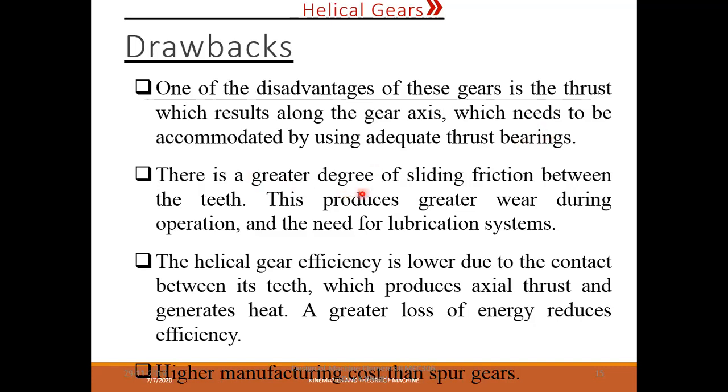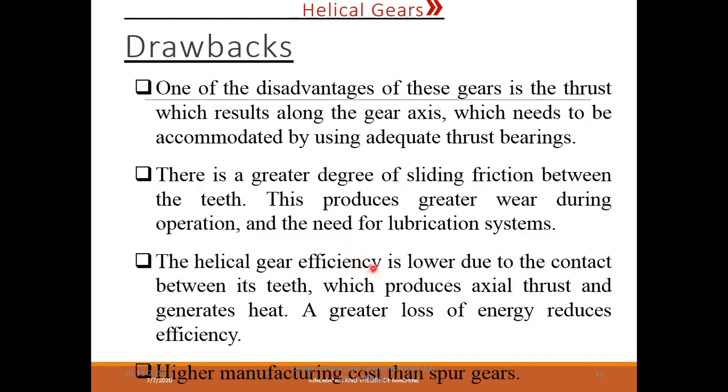There is a greater degree of sliding friction between the teeth. This produces greater wear during operation and the need for a lubrication system. Due to the helix angle, the meshing or contact of the teeth is going to be sliding contact. So due to the sliding contact, more wear is produced, and due to this, a lubrication system is required during the operation.